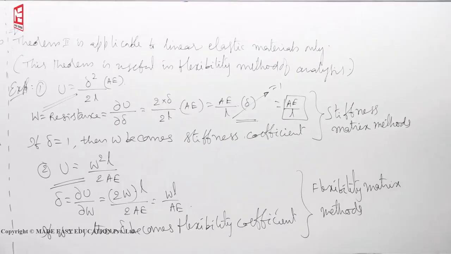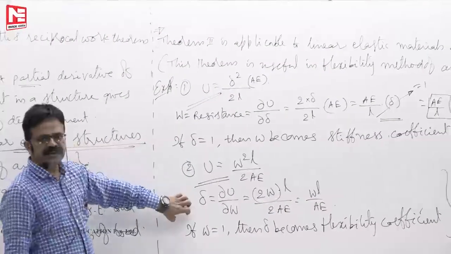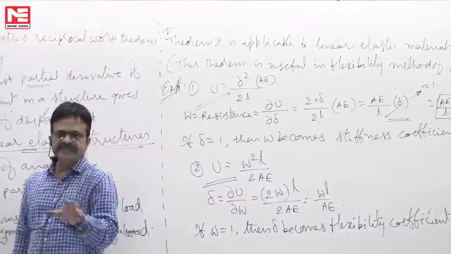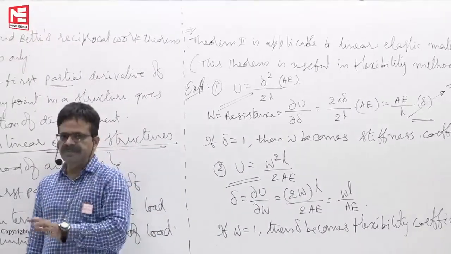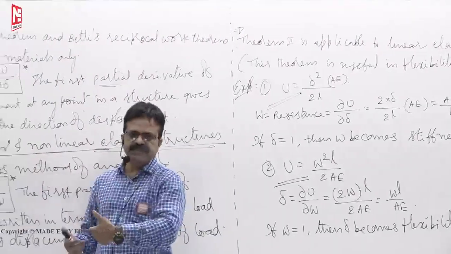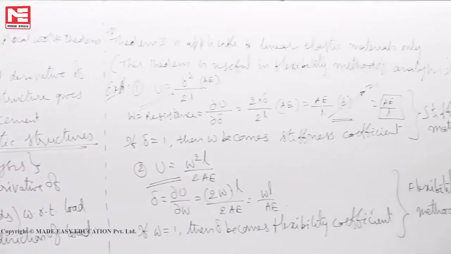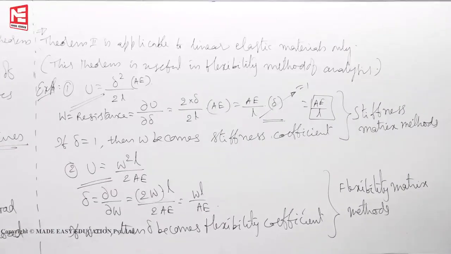With this understanding, this theorem 1 we will see in the stiffness matrix methods. Now we will take up this one. We will write energy in terms of the applied loads, that means complementary energy we will write, then differentiate it to get the displacements in the trusses. Now let us see applications of Castigliano's theorem 2.